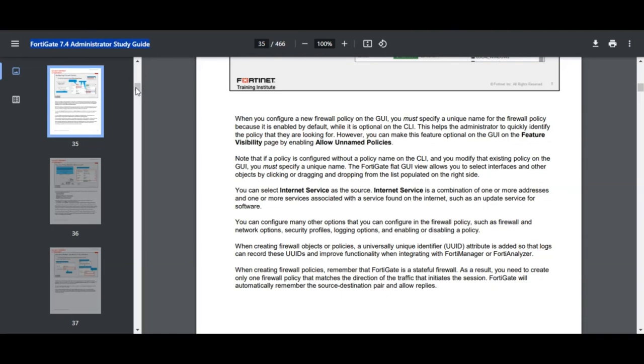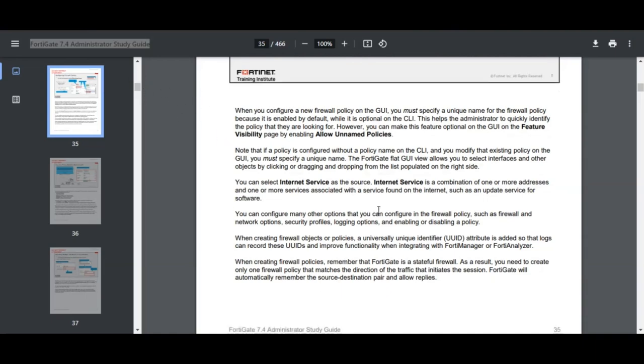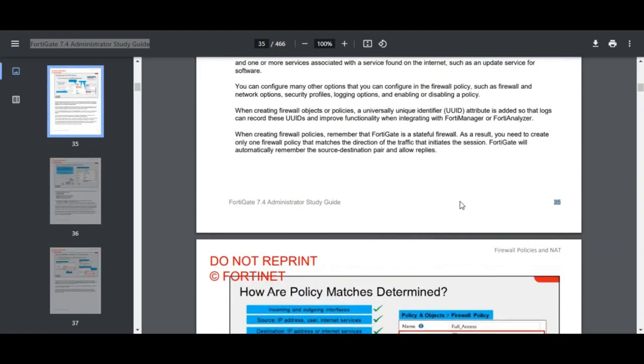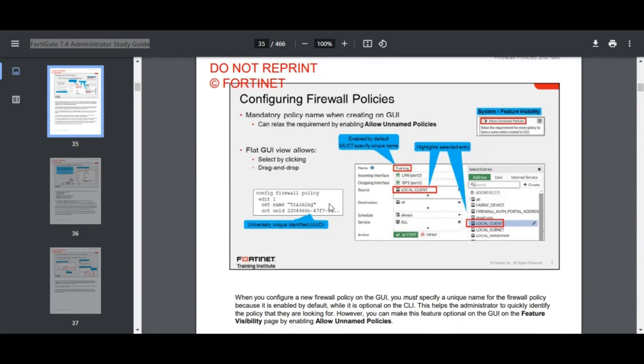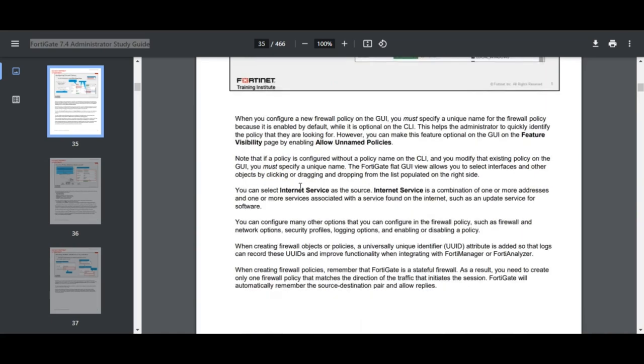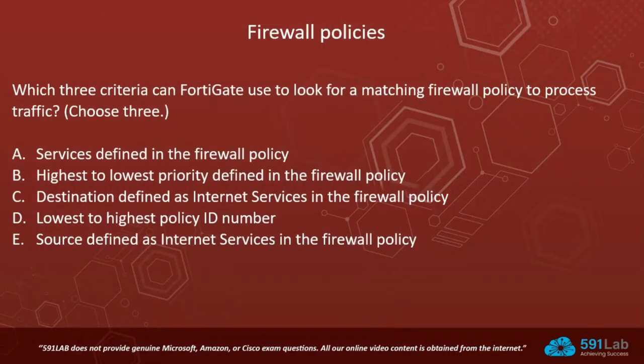Okay, let's go back to the FortiGate Administrator 7.4 study guide, page number 35. You can see here all the information related to configuring firewall policies. And you can see here you can select internet service as a source, internet service being a combination of one or more addresses and one or more services associated with the service found on the internet, such as update service for software. Okay, now you can understand what is the correct answer.